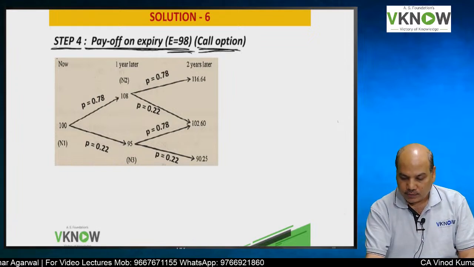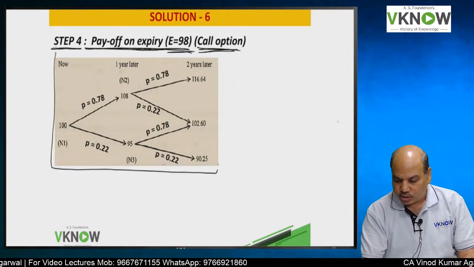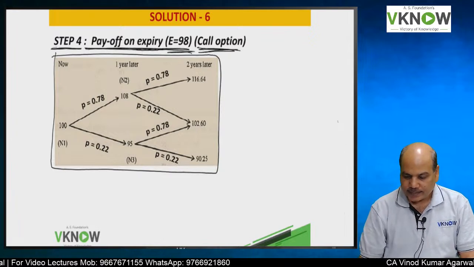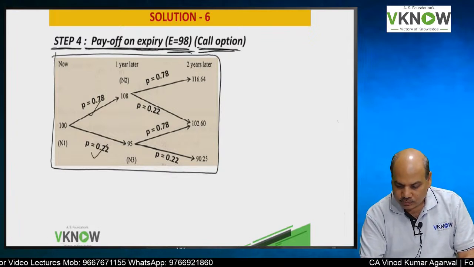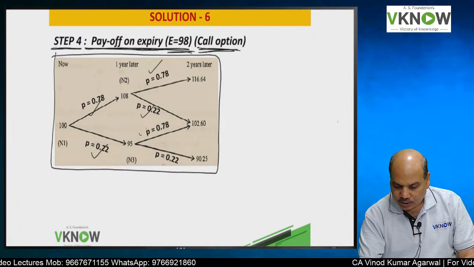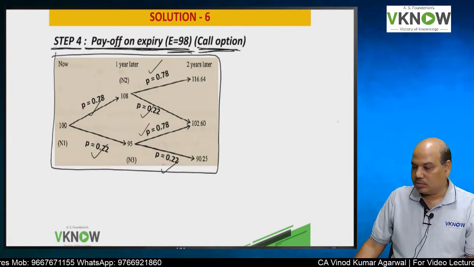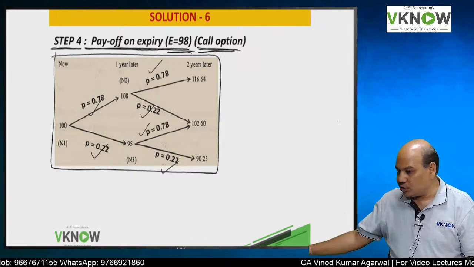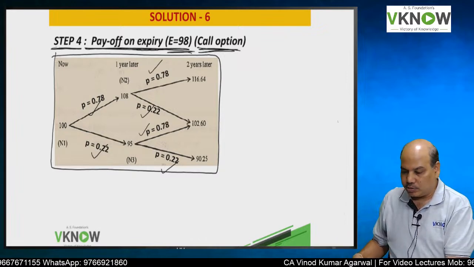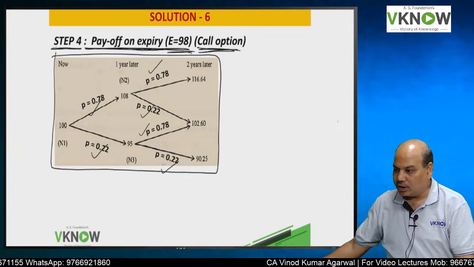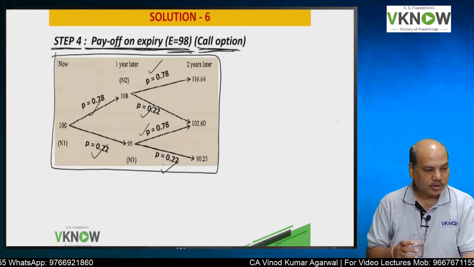Okay. So I will request the student to draw this diagram again. And you also write down the probabilities next to that branch. Very important question. Very likely to get asked in your exam.